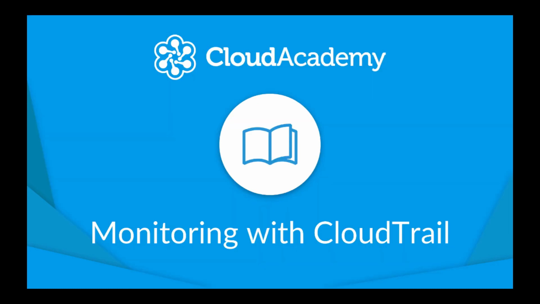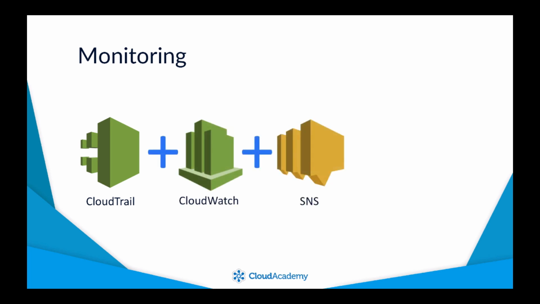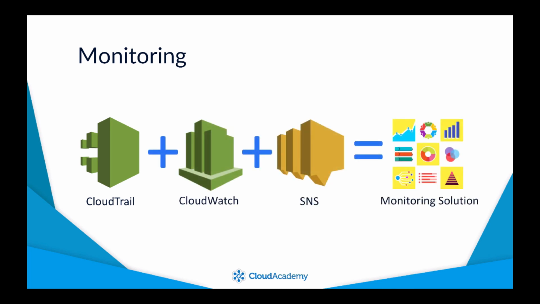Hello and welcome to this lecture where we will look at how AWS CloudTrail interacts with AWS CloudWatch and SNS to create a monitoring solution. In addition to S3, the logs from CloudTrail can be sent to CloudWatch Logs, which allow metrics and thresholds to be configured, which in turn can utilize SNS notifications for specific events relating to API activity.